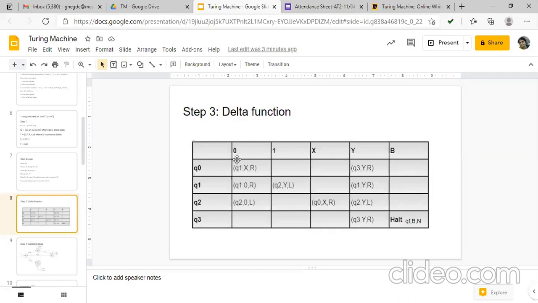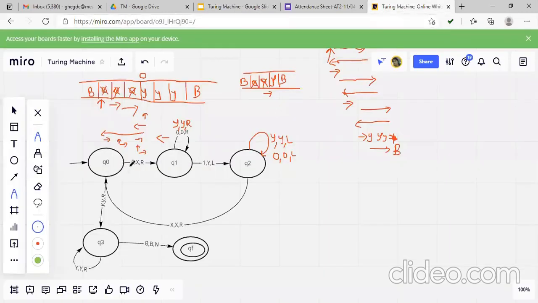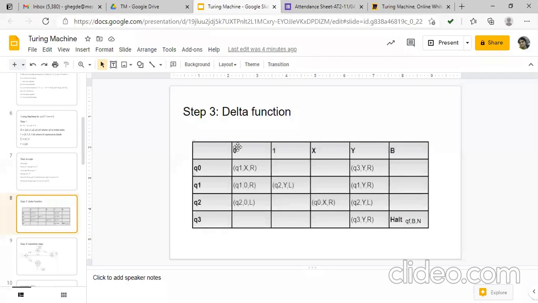Okay, Q0 0 में आप क्या लिखोगे? When you read an input 0, what is the next state? What you are going to do with this 0, and what is the movement of the head? That is the sequence how you will be writing. The same thing has been converted. See here, Q0 on 0 is going to Q1. This 0 will be changed to X and move right. Okay, this is what is filled here.